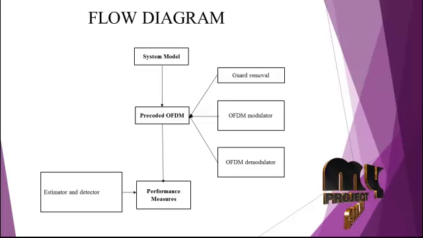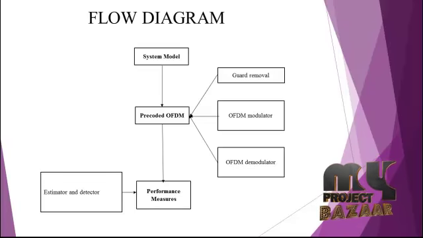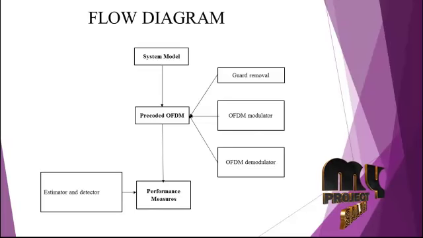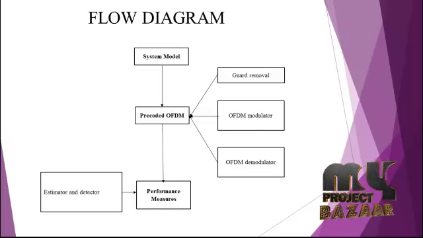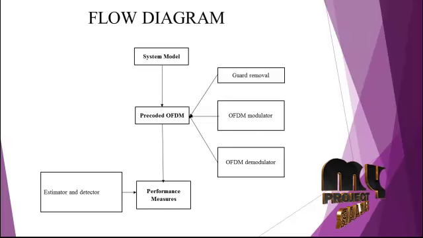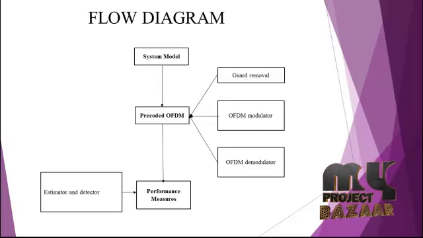Initially we calculate the system model. It is based on OFDM, which means orthogonal frequency division multiplexing. Next we have to remove the code insertion of our OFDM for the precoded signal. In that precoding we have to follow these three methods.